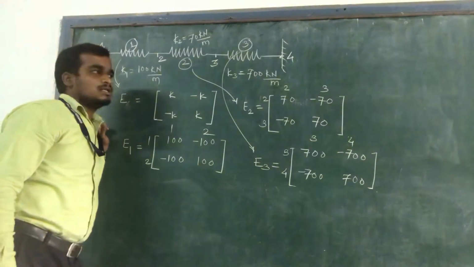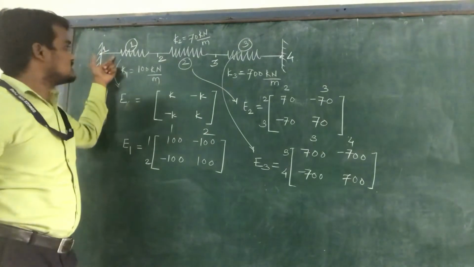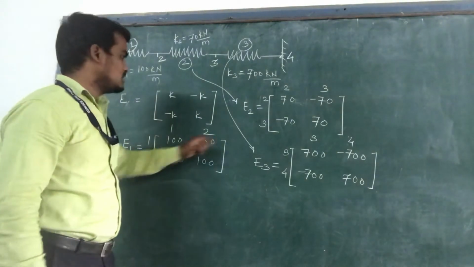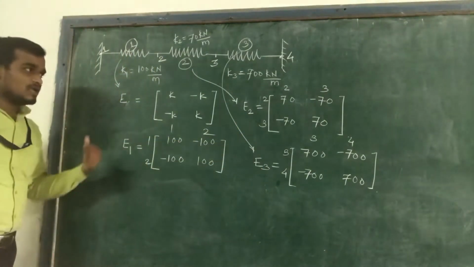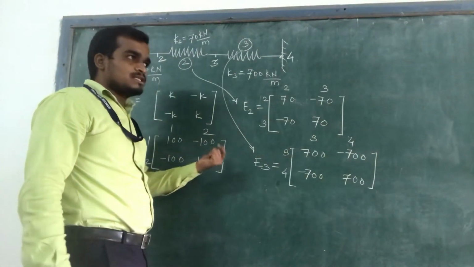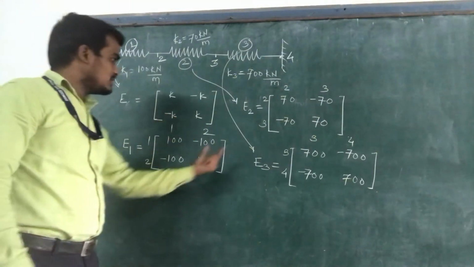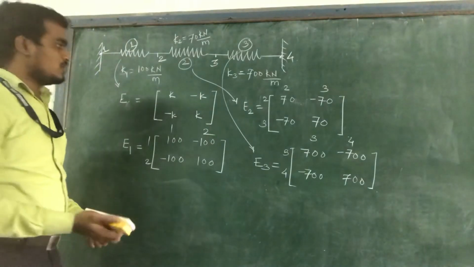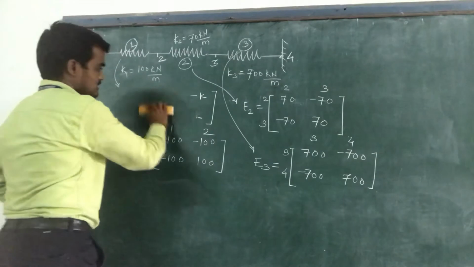Let's find out the elemental stiffness matrices for each element. As there are 3 elements, we have to write down 3 elemental stiffness matrices E1, E2 and E3. Now the next question is what? Construct the global stiffness matrix. Okay. To construct the global stiffness matrix we need the elemental stiffness matrices, and the first answer is here: E1, E2 and E3. We have actually calculated them. Now construct the global stiffness matrix.